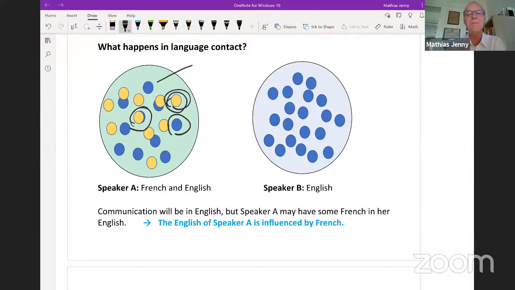Now speaker B, on the other side, has only access to English. So her language system is bluish, and all the blue dots are elements of English. Elements can be words, can be constructions, anything. Now, the communication, when speaker A speaks to speaker B, they will certainly use English because speaker A, although she has access to French and English, she wants speaker B to understand her. And speaker B only knows English, so speaker A chooses English, of course.